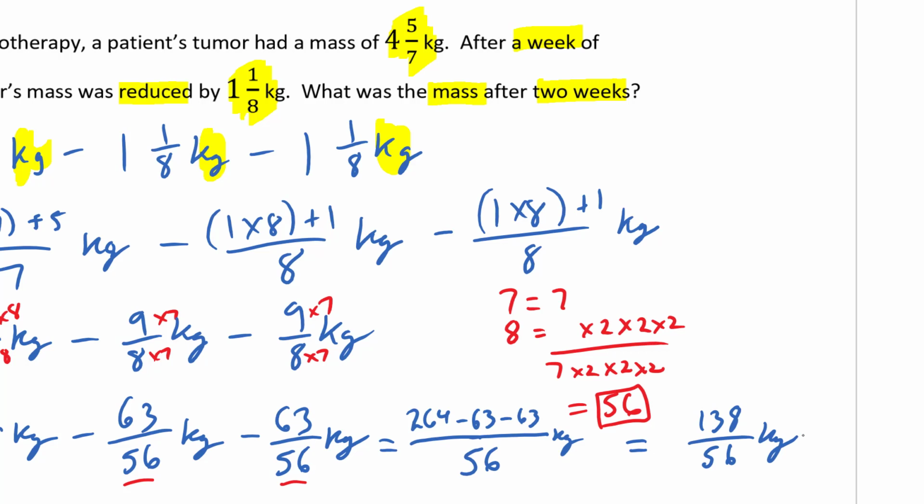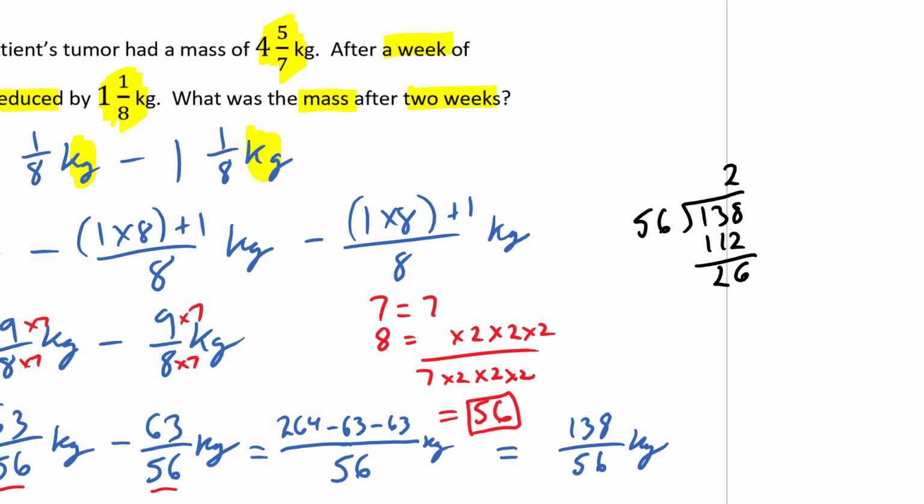This is an improper fraction. The numerator is more than the denominator. We can pull that out, convert it back. 56 into 138. That goes in 2 times. 2 times 56 is 112. The remainder is going to be 26. We can then write our whole number as 2, over 56, and our remainder is 26 kilograms.